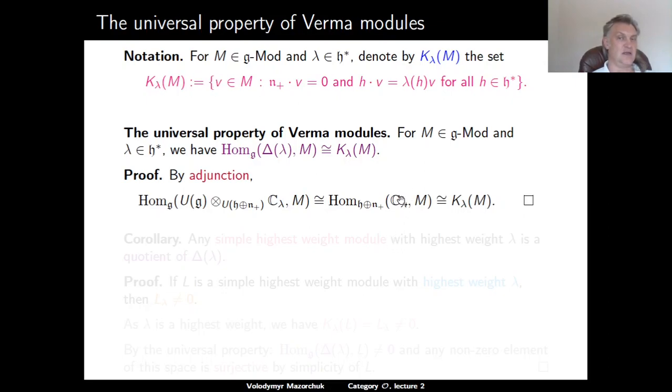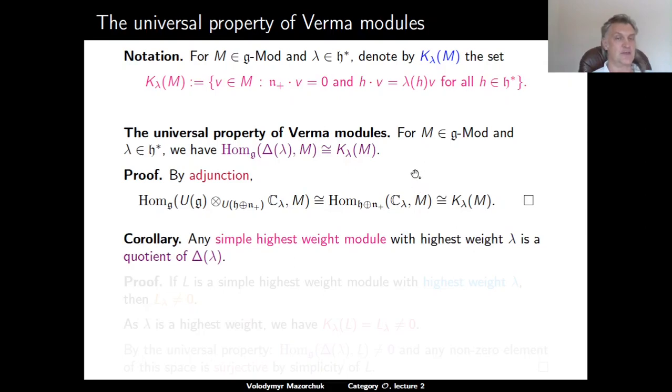So C_lambda is a module over the Borel which is killed by n plus and where h acts via scalars prescribed by lambda. And this is exactly the definition of k_lambda of M. So this proves the universal property.